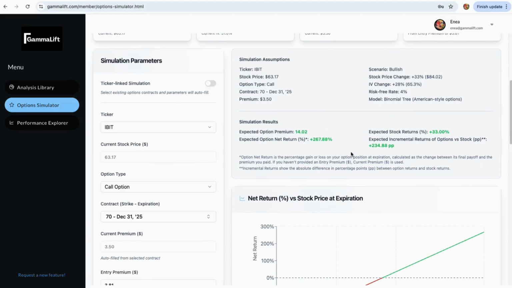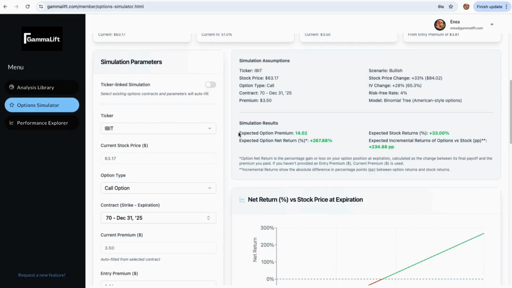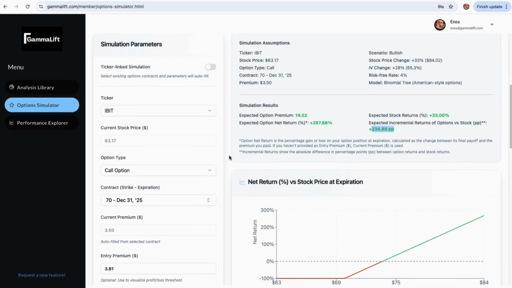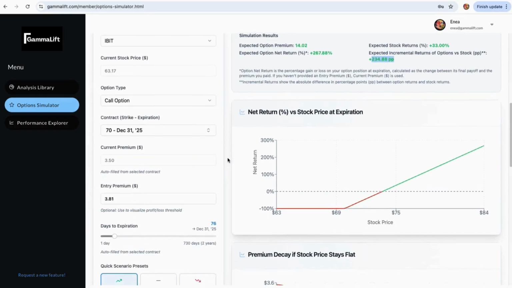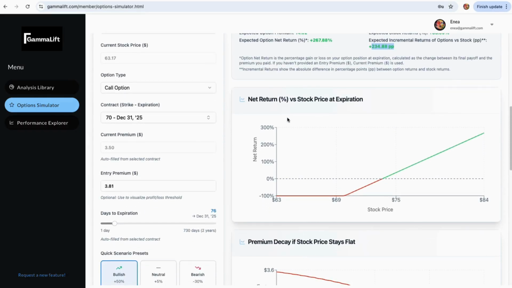And it's very important to compare this to the returns of just holding the underlying. In this case, the returns would be just 33%, which gives us 234 percentage points of incremental returns. But if we want more insight, we can look at three very interesting charts. One is as simple as the net percentage returns versus the stock price at expiration. Depending on where the stock price is at expiration, we can see our returns.